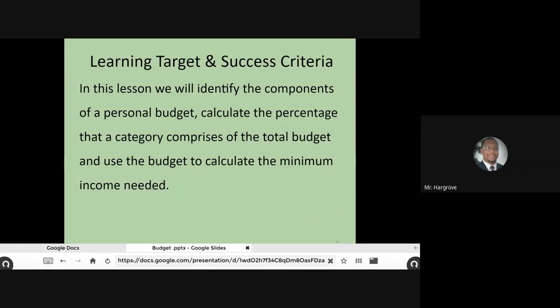The learning target and success criteria are the same, and they read as such. In this lesson, we will identify the components of a personal budget, calculate the percentage that a category comprises of the total budget, and we'll use the budget to calculate the minimum income needed. So we're definitely going to be talking about a lot of things that will be beneficial and useful for you as you start to earn money, which is something that I hope you all plan to do in the near future.